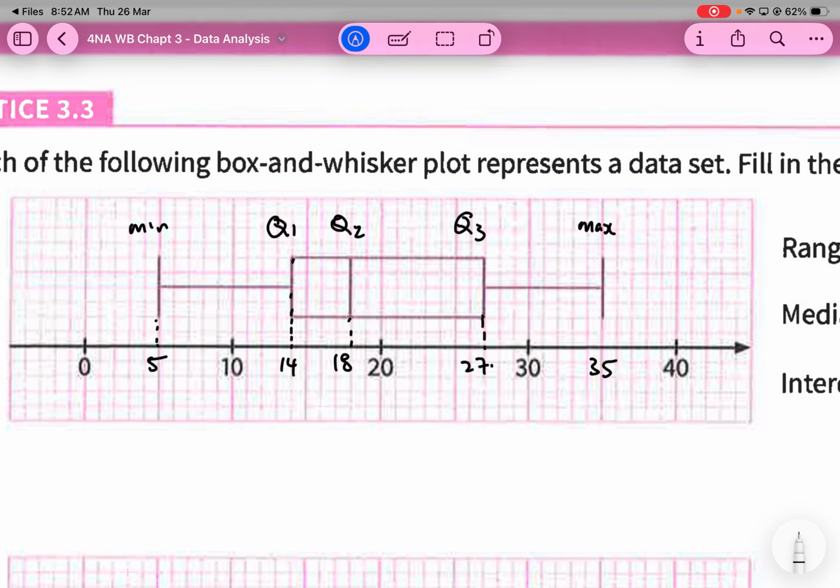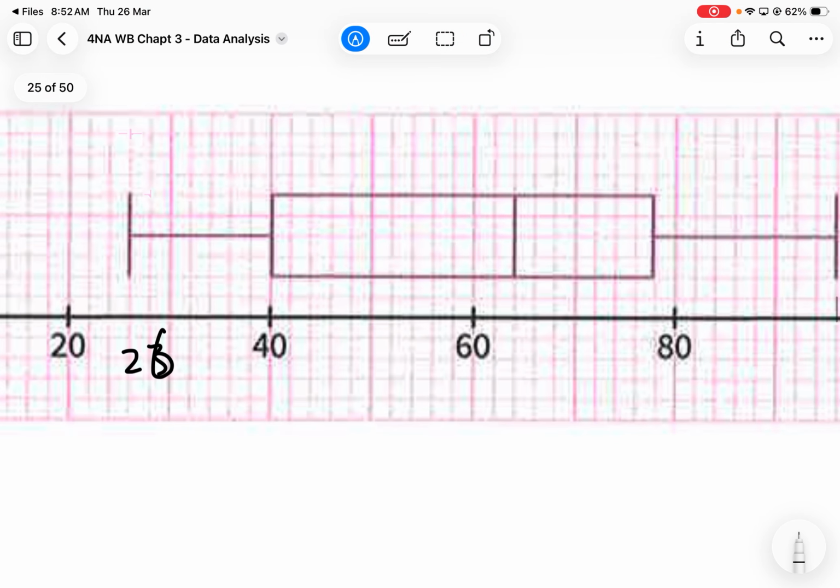Then again, be careful with the axis. Here we must see 10 small boxes is 10. So each small box is 1. Then when we go to question 2, 10 small boxes is 20. So each small box is 2. That's why here, when we read the minimum, this is 20, with 3 small boxes, so 26. Okay? Then this is the minimum.